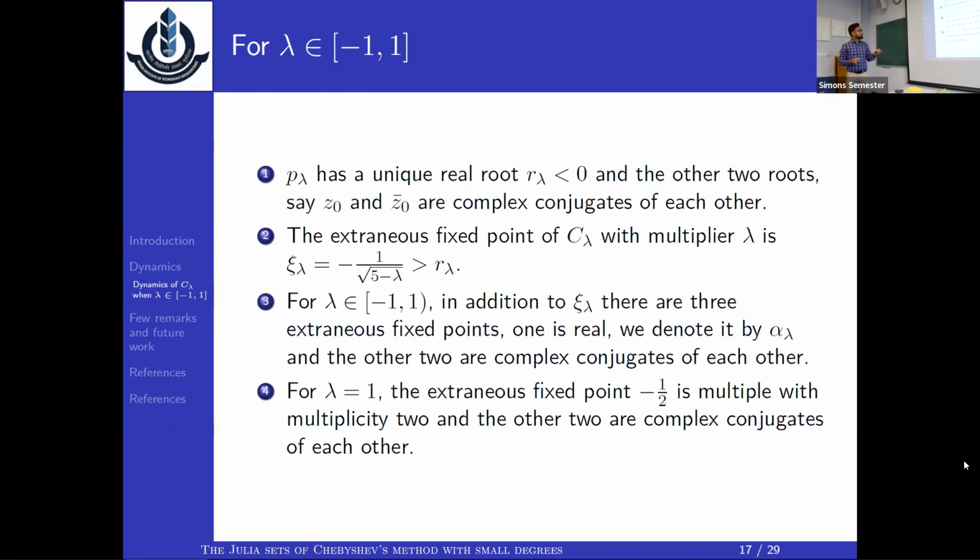If lambda is in between minus 1 closed and 1 open, in this case, apart from xi lambda, there will be 3 more extraneous fixed points. One will be real, namely alpha lambda, and two complex conjugate. But if lambda equals 1, that means the fixed point is multiple. So for a multiple fixed point, the multiplier is always equal to 1. In this case, xi lambda will be equal to alpha lambda, and there will be two more complex conjugate extraneous fixed points.